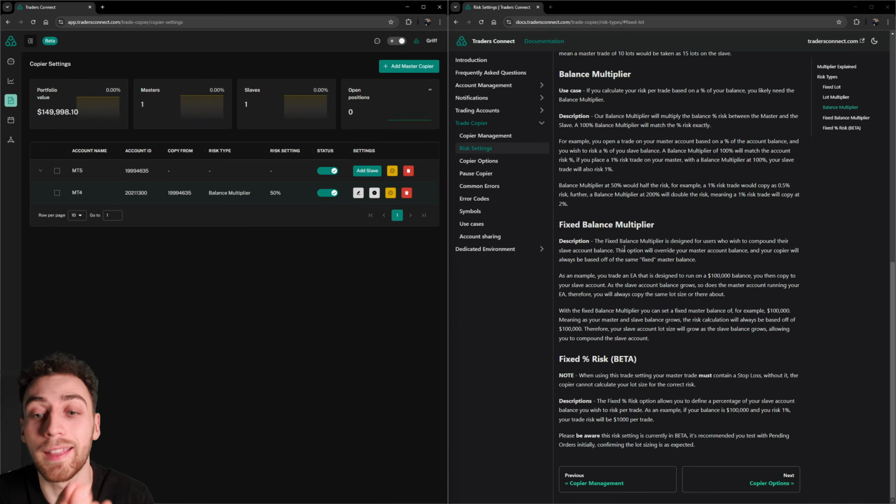So now we're going to look at the fixed balance multiplier. This is probably the most complicated risk setting that we've got, so you'll have to bear with me as I explain this one.